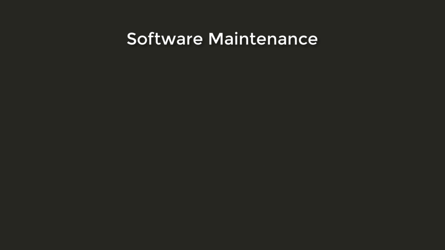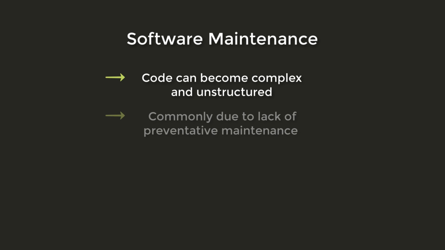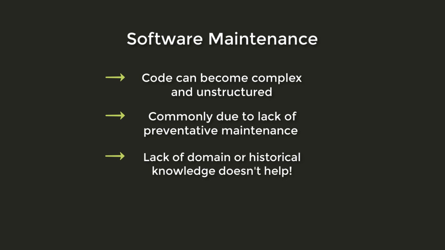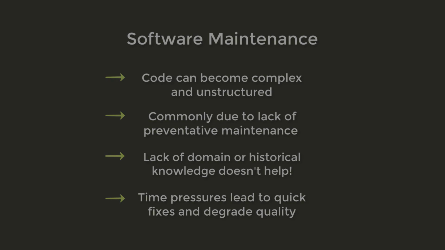Software maintenance is hard because over time, code can become complex and unstructured, sometimes due to poor initial design, but more commonly due to a lack of preventative maintenance or churn as the project is evolved. Maintenance challenges can also be exacerbated when software engineers lack sufficient domain or historical knowledge about their projects. Finally, time pressures often push quick fixes over comprehensive ones, which can degrade the quality of the system.